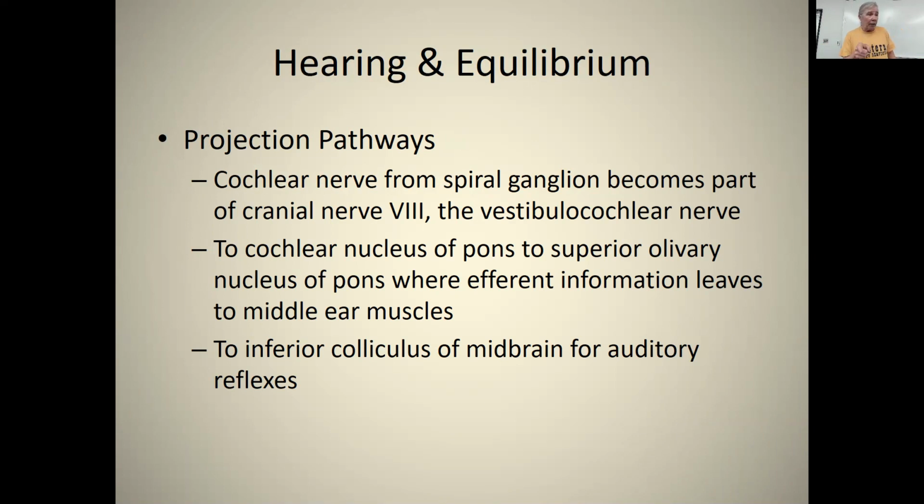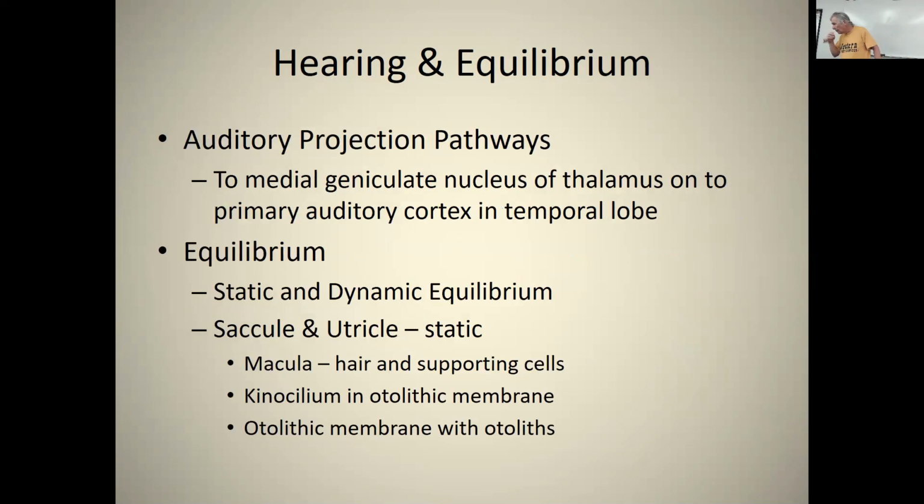Remember the inferior colliculus, it's sound reflexes. All of a sudden there's a loud sound to my right, and I flinch automatically, reflexively, because that information has gone to the inferior colliculus, and I reflexively move to it without even thinking about it. Then to the medial geniculate nucleus of the thalamus, onto the primary auditory cortex in the temporal lobe. So it goes through the thalamus, just like all other senses, except for olfaction.